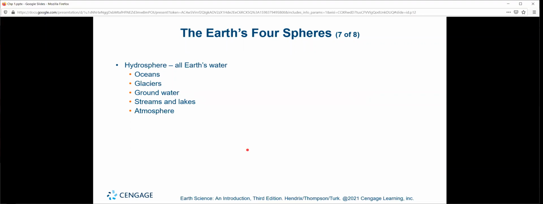Cool. That's geology. Talk about the hydrosphere real quick. Hydrosphere, we touched that middle end of this book. That is water. If you see water, you got hydrosphere, right? Oceans, glaciers, groundwater, streams, lakes, clouds, rain, snow, sleet, ice, hail, what have you.